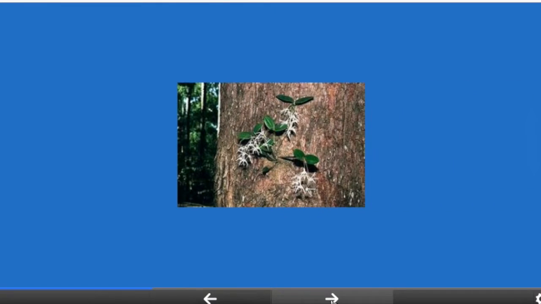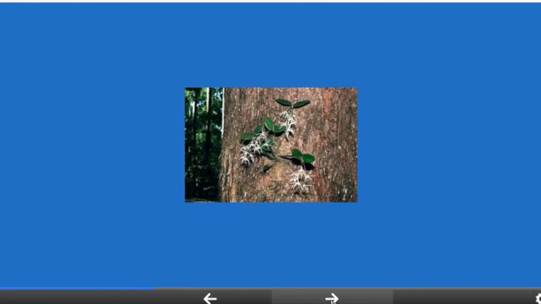Another example would be these air plants. These air plants must get high up in the canopy in order to photosynthesize. And so they attach themselves to the barks of tall trees. The tall trees are not affected by this air plant. However, the tree gives the air plant an advantage of getting more sunlight. So the air plant is helped while the tree is neither harmed nor helped.